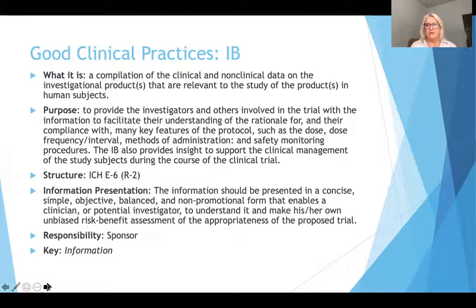So it's important to view the investigator brochure as a tool to help to facilitate understanding, and facilitate the execution of the protocol and treating subjects appropriately. Importantly, it's non-promotional, and it has to be objective and balanced. The sponsor is responsible for this document, and I would say that the key feature of this particular document is information.